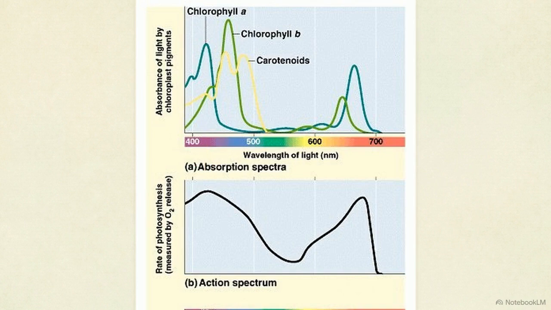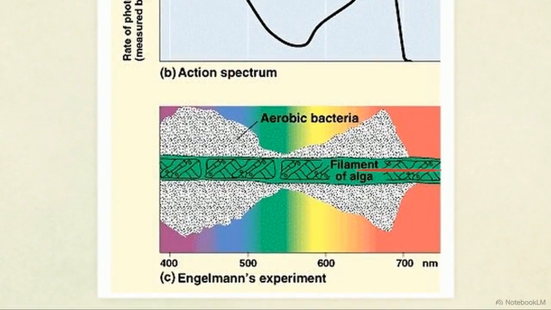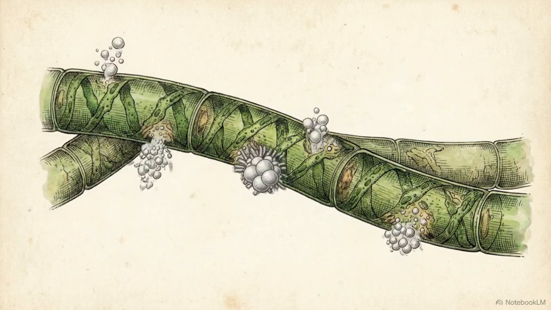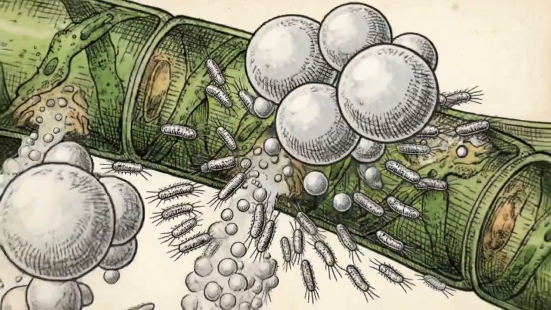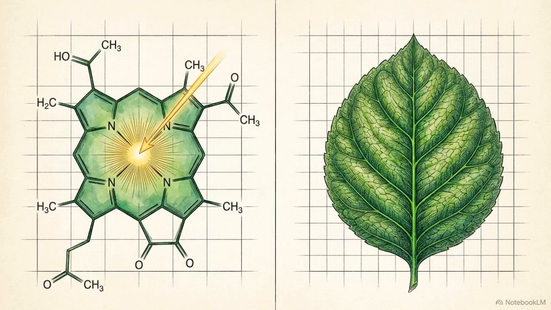We can see this proven physically in this bottom diagram of Engelmann's historical experiment. By shining a spectrum of light on a filament of algae and introducing aerobic bacteria, the resulting layout is clear. The oxygen-hungry bacteria aggressively congregate in the exact blue and red bands where those pigment molecules are active. They clustered there because that is where oxygen was being pumped out, proving the biological engine operates strictly on those blue and red wavelengths. By combining the subatomic properties of these isolated pigments with physical biological output, we can map exactly how a plant processes the electromagnetic spectrum.